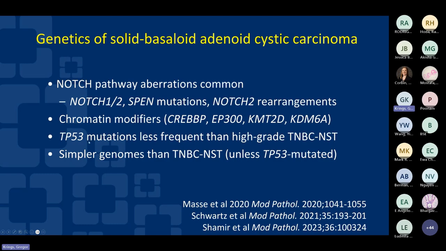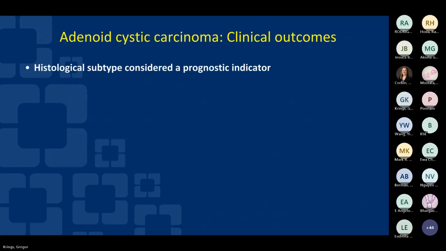They less frequently have p53 mutations than other high-grade triple-negative breast cancers, and also tend to have simpler genomes, except for those tumors that are p53 mutated. And so this is not a very specific genetic profile, but it's certainly characteristic and can also be very helpful in the differential, especially with other high-grade triple-negative breast cancers.